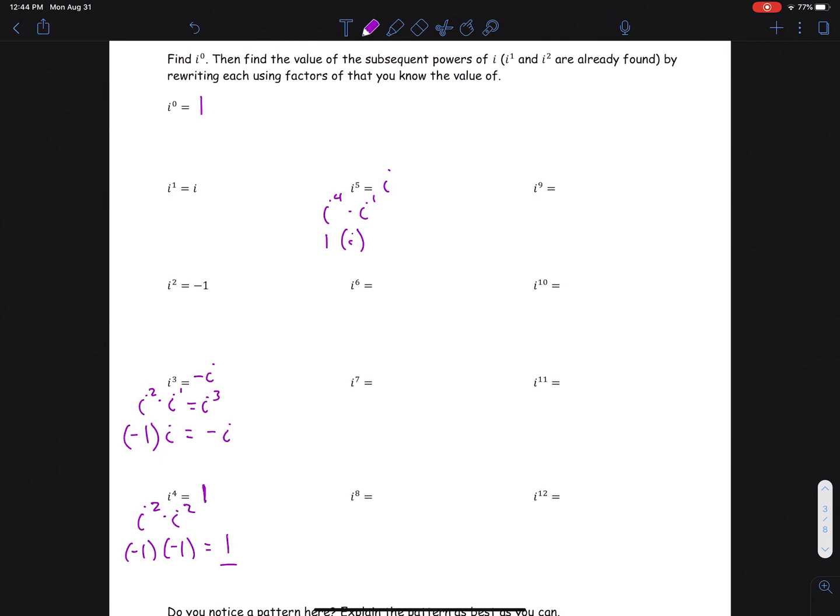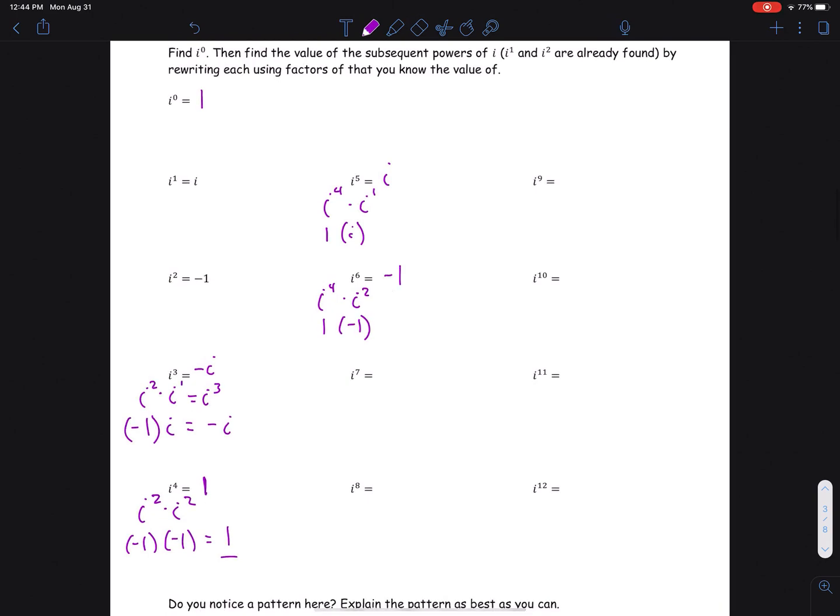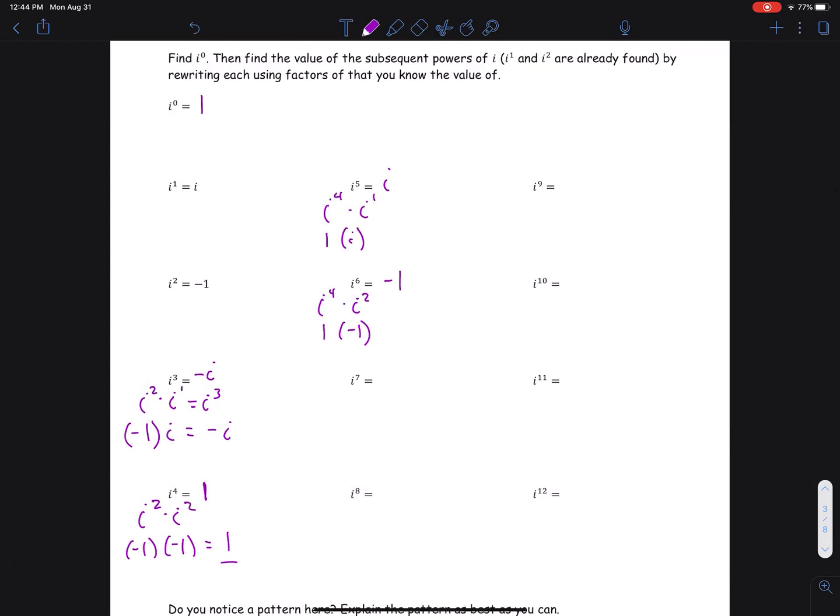Let's do i to the sixth. I'm going to do i to the fourth times i squared. I to the fourth is 1. I squared is negative 1. 1 times negative 1 is negative 1. And you're going to see this pattern. I'm going to show you guys the rest of this pattern. Let's just do one more.